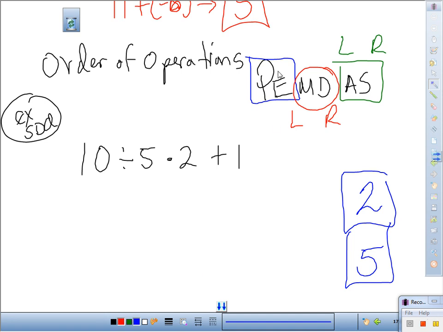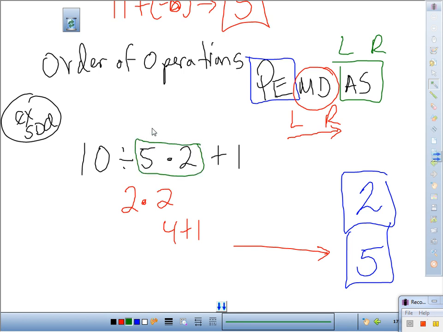Do we have parentheses or exponents? No. Do we have multiplication and division? But we start from where? Left to right, whichever comes first. So what is 10 divided by 5? What is 2 times 2? What is 4 plus 1? You see what I'm saying? Not necessarily do you have to start with multiplication, because if you start with multiplication, here goes the mistake. What is 5 times 2? And 10 divided by 10 is 1. 1 plus 1 is 2, and that is incorrect. So be careful. Okay?